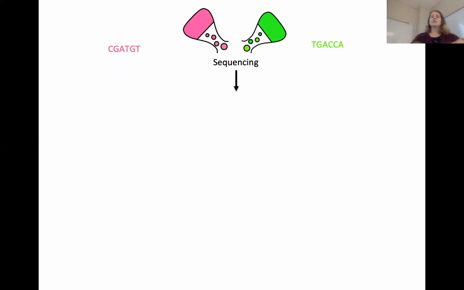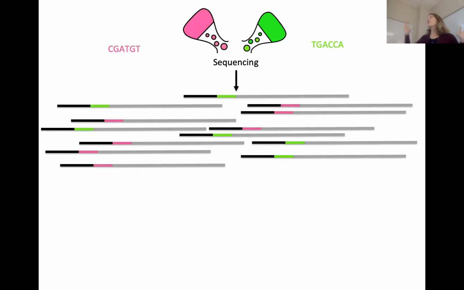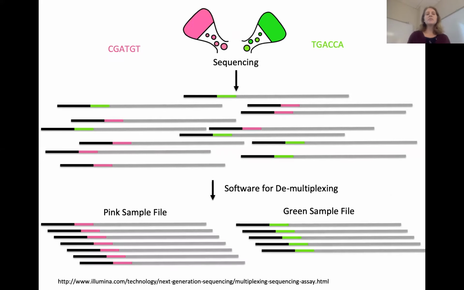At that point, you mix them together, put them on your sequencing machine, and sequence them. You don't actually care at this point who's getting sequenced where on the slide. All these fragments are just mixed together. You get your data back. 99% of the time, your sequencing company is going to do this for you. They're going to do something called demultiplexing, where they look for those little barcode sequences, and then they send you a file and say, these are all of the reads that came from your pink sample. These are all the reads that came from your green sample.